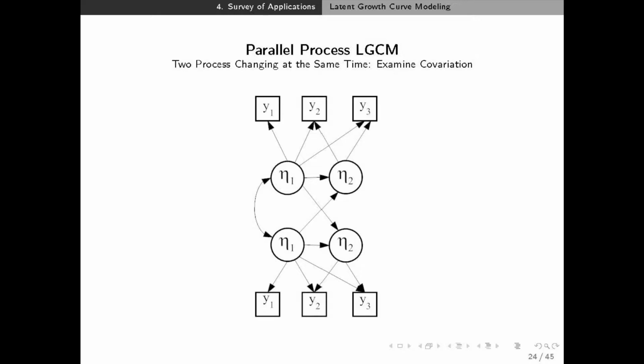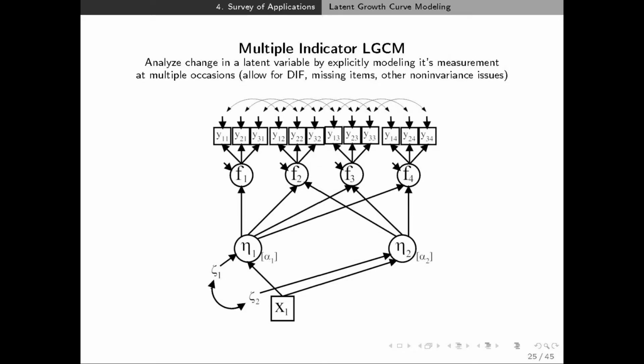So let's say you're interested in cognitive reserve and functional reserve. And so we want to look at how cognition changes over time and how function changes over time. We can look at those and we can see if those change factors are correlated or if there are shared predictors of change in those two things or other funky stuff.